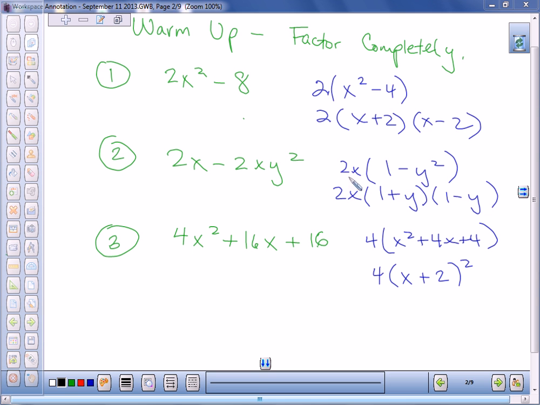So now we write it as a product of 2x times 1 minus y squared. Well, 1 minus y squared is a difference of squares, so we continue to factor.